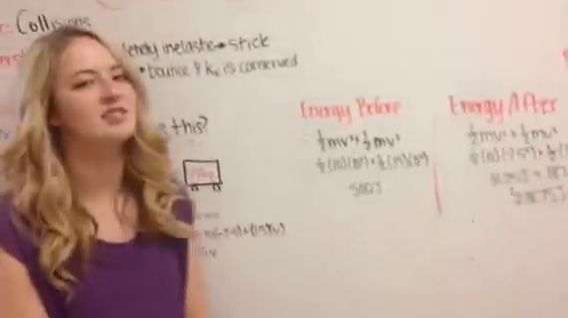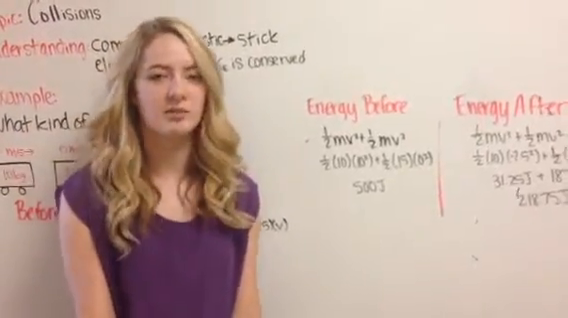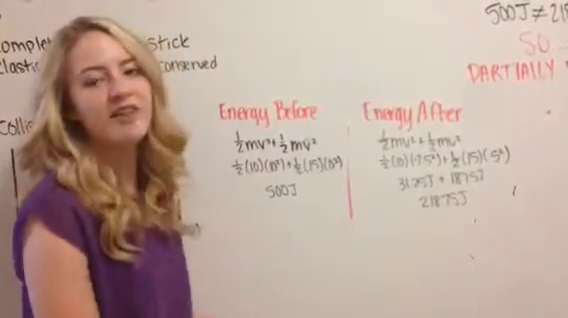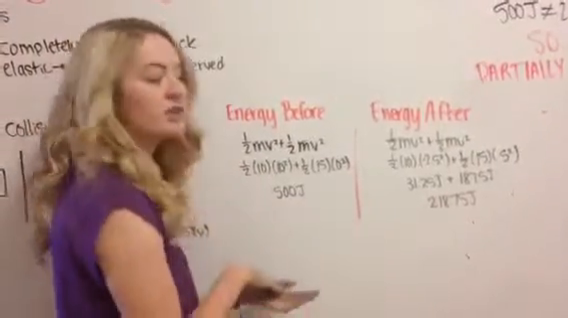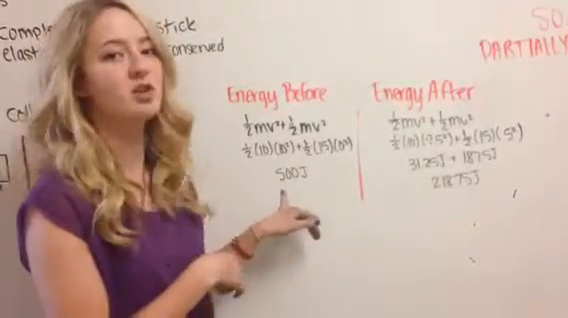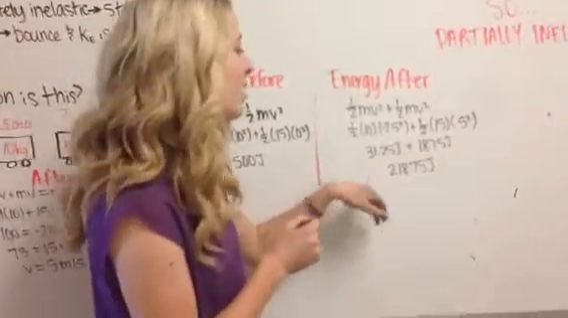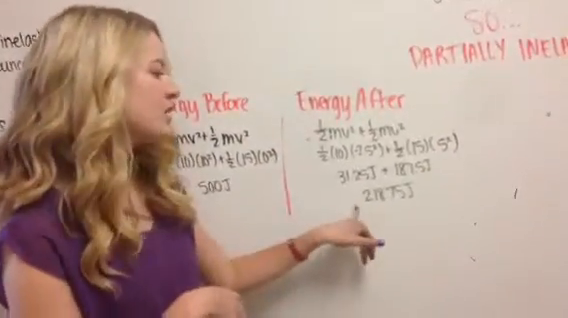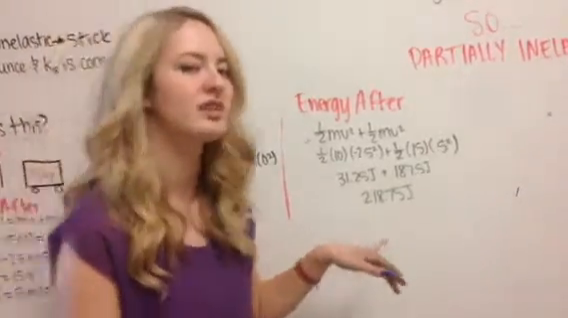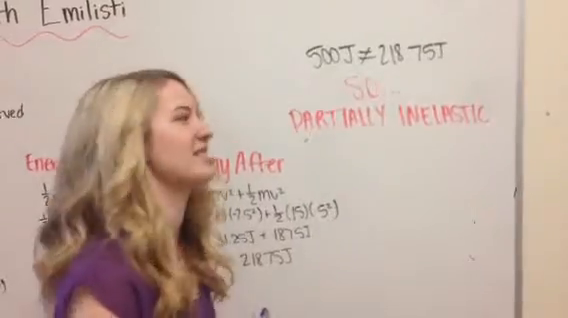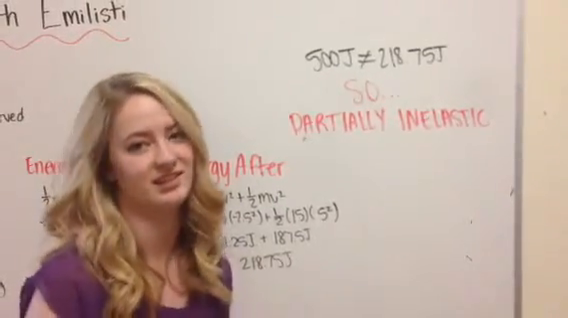Okay, so now that we know the velocity of this cart after the collision, we need to look at energy so we can determine what kind of collision this is. Kinetic energy equals 1/2 mv squared, so we're going to find the energy before the collision and then the energy after the collision. When we find the energy before, it's 500 joules. The energy after, plugging in the velocity that we solved for, we get 218.75 joules. So 500 joules does not equal 218.75 joules. Energy was lost in this collision.